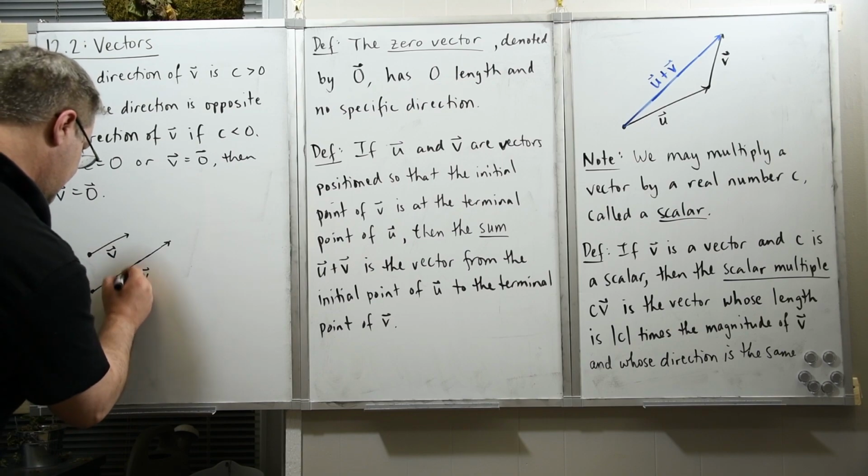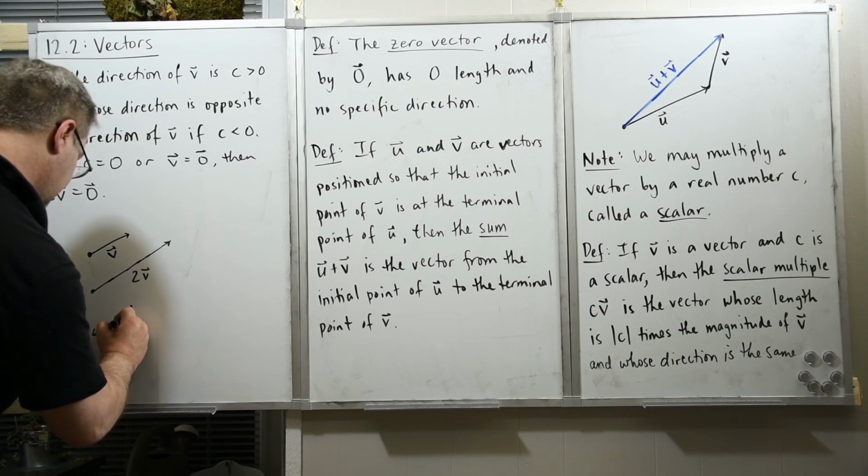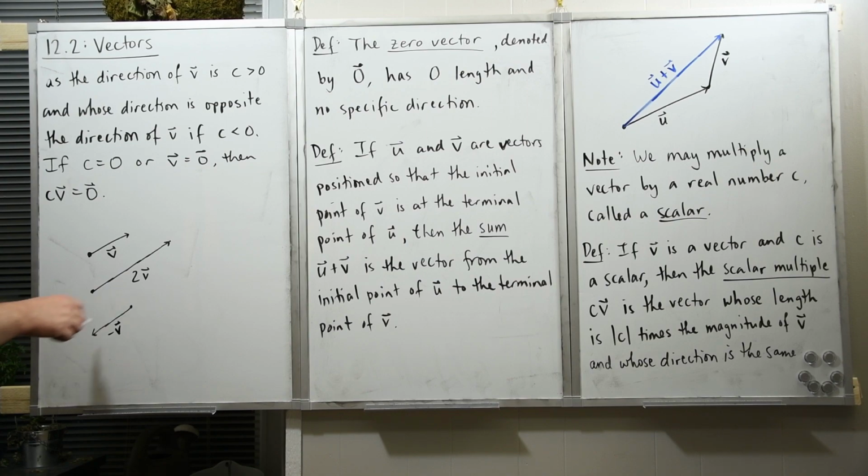And then let's say you want a negative v, or negative 1 times v. Well, you'd have the same magnitude as v, but opposite direction. So in this case, c would be negative 1. In this case, c is positive 2. But notice that when c is positive, the scalar multiple has the same direction as v, and when c is negative, the scalar multiple has opposite direction as v.